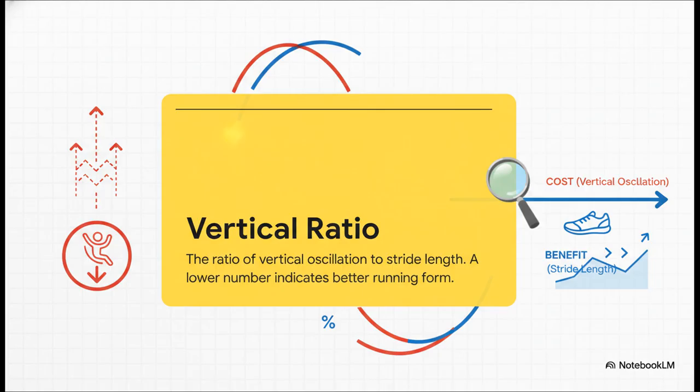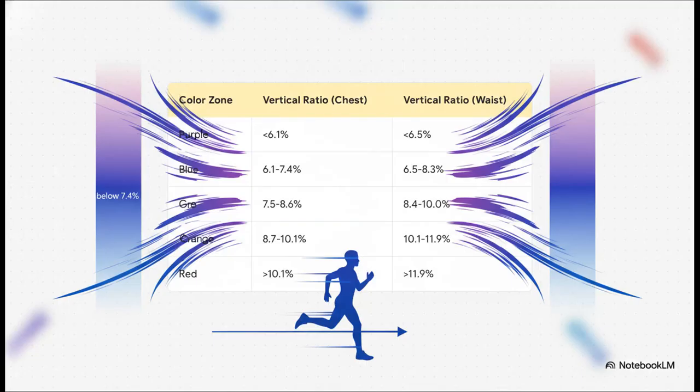The cost is your vertical oscillation, right? That's the energy you waste going up. The benefit is your stride length. That's the distance you travel forward. You want a low cost for a high benefit. So the lower the final percentage, the more efficient you are. It's that simple. In looking at the numbers, you can see it plain as day.